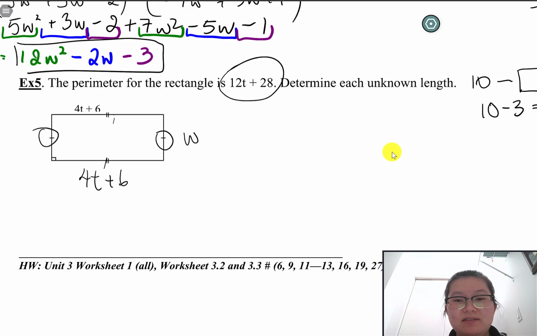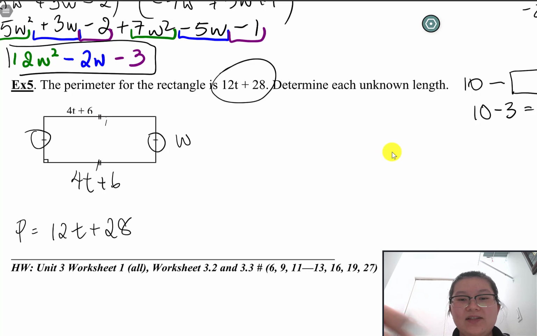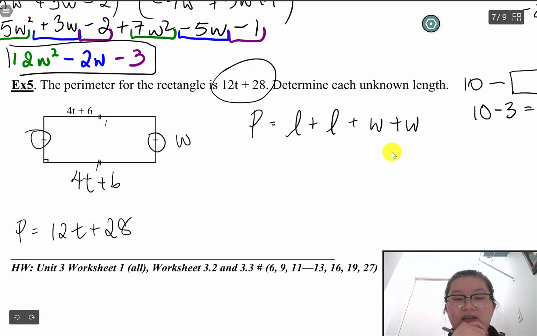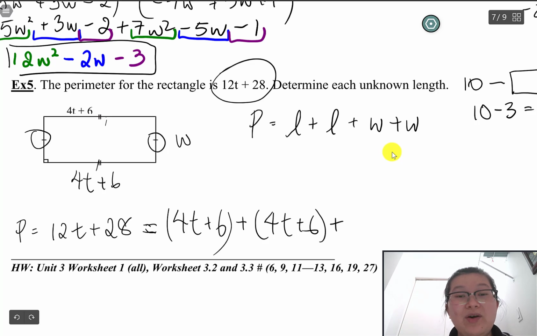So we can write a sentence to describe this. We know the perimeter is 12t plus 28. And for a rectangle, our perimeter is our two L's added together plus two W's. Okay, so let's write this out. We know this is equal to 4t plus 6, since that's one of the lengths. And then we have to add the other one, since that is also a side length. But we don't know the width. We do not know the width.